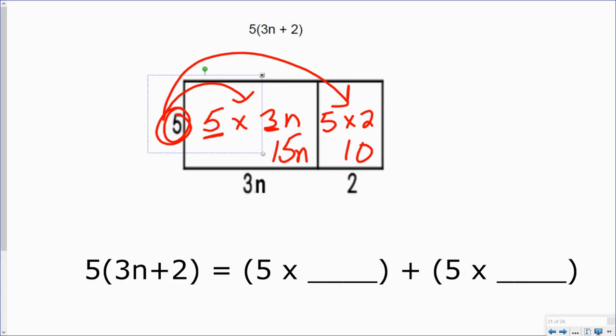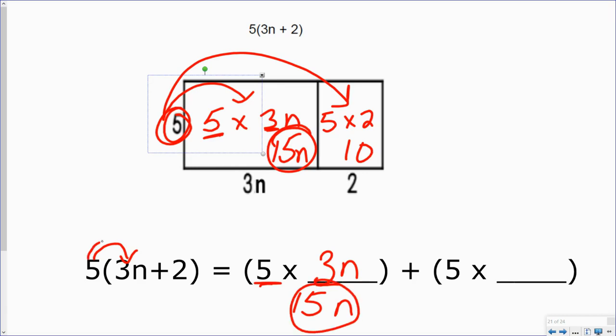So now if I use that with my expression, distributing the 5 to the 3n, so that would be 5 times 3n, which again, 5 times 3 is 15, and then the n. So here's my 15n, here's my 15n, and then I would take 5 times 2, and that would give me 10. So here's my 10, and here's my 10.